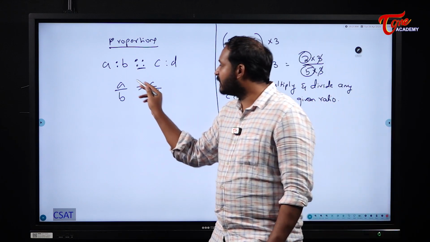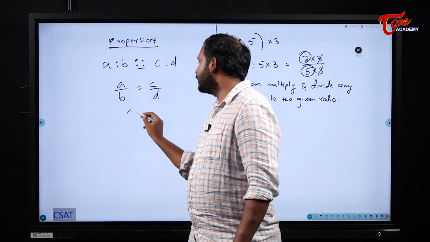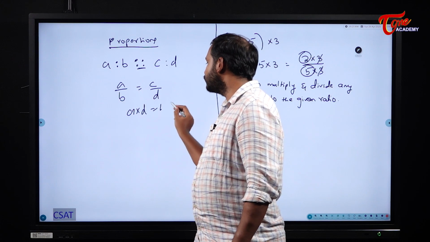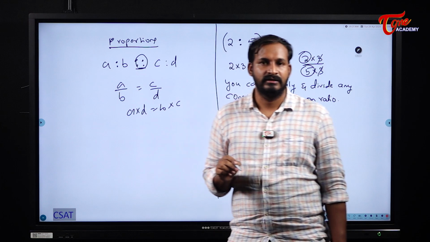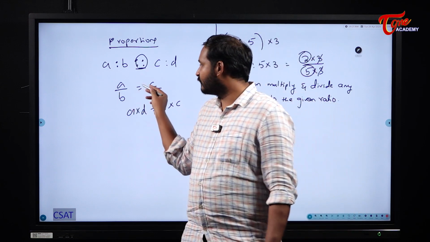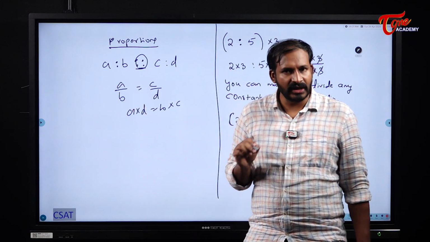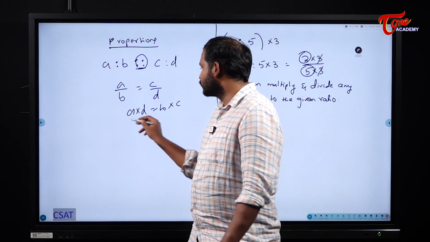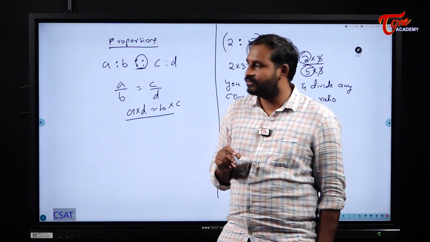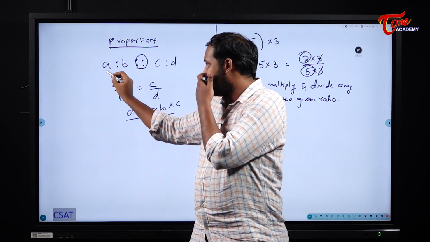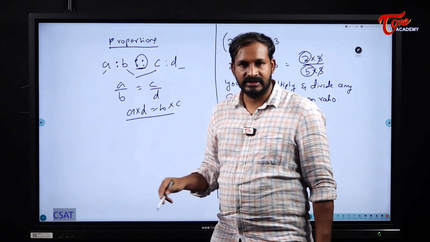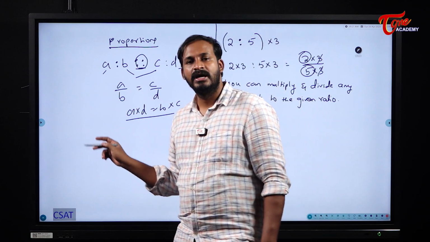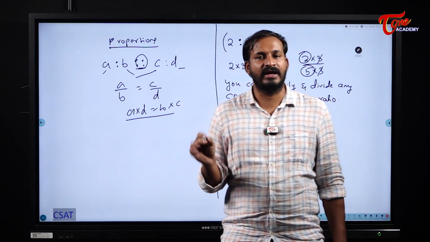So when you cross multiply this, what does it become? A into D will become B into C. Okay, this symbol we call the proportionality symbol. In general terms, if you convert, that will become equal to. So A into D is equal to B into C. Here A and D are called extremes, B and C are called means. So that is the reason we can write this as product of means is equal to product of extremes.